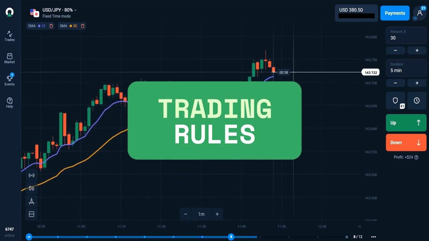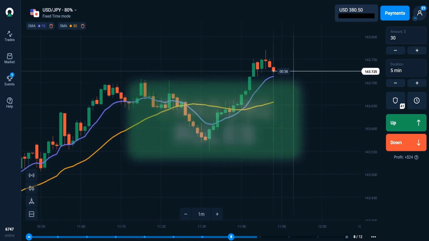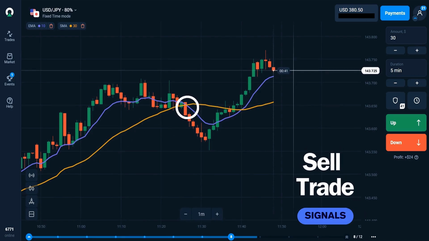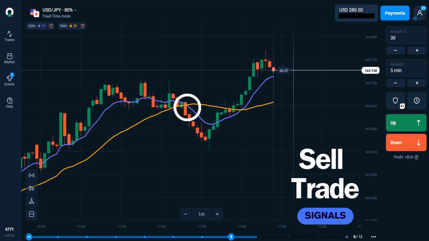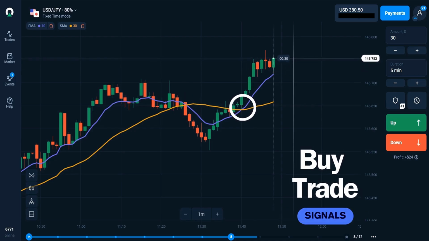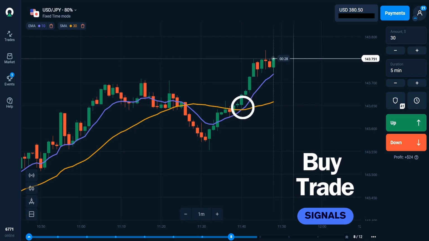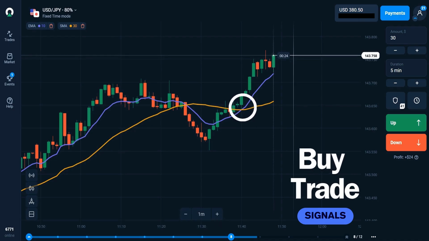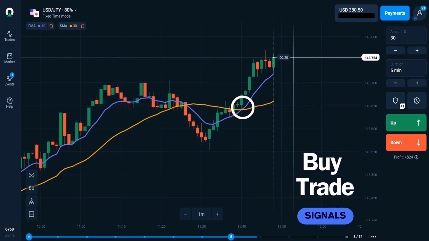Now, let's quickly look at exactly when you should enter trades. Sell trade entry rules. When the red SMA line crosses above the blue EMA line, moving upward, this is your signal for a sell trade. Buy trade entry rules. When the blue EMA line crosses above the red SMA line, moving upward, this is your signal for a buy trade. Important settings. Use the 1-minute chart time frame. Set your trade expiry to exactly 5 minutes.